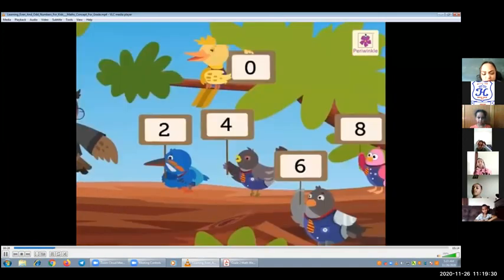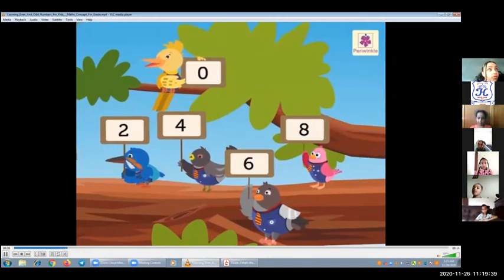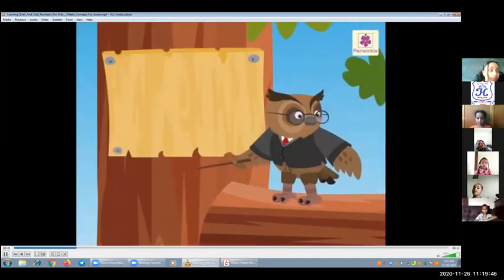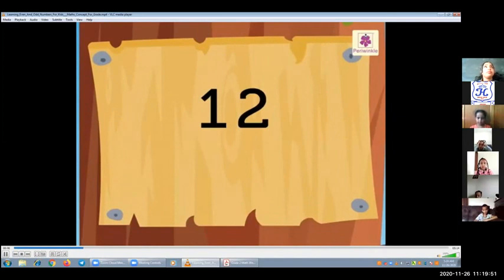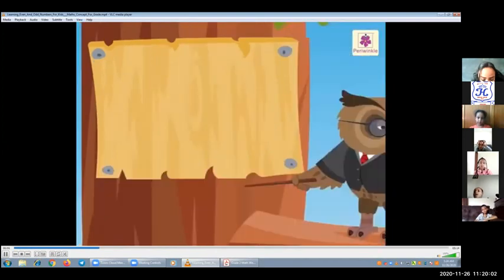All numbers with the digits 0, 2, 4, 6, or 8 in the ones place are called even numbers. Let us see an example. Look at the number 12. Number 12 has 2 in the ones place. So, it is an even number.